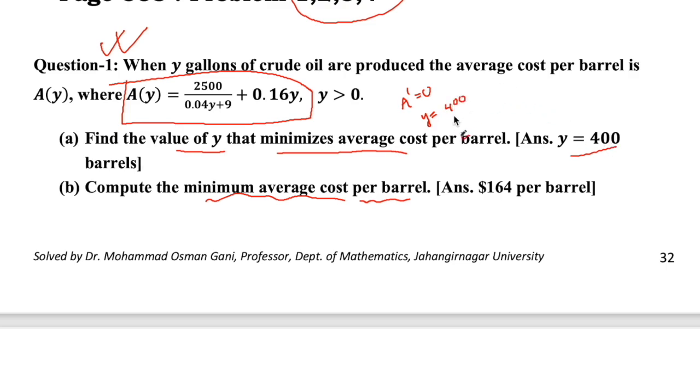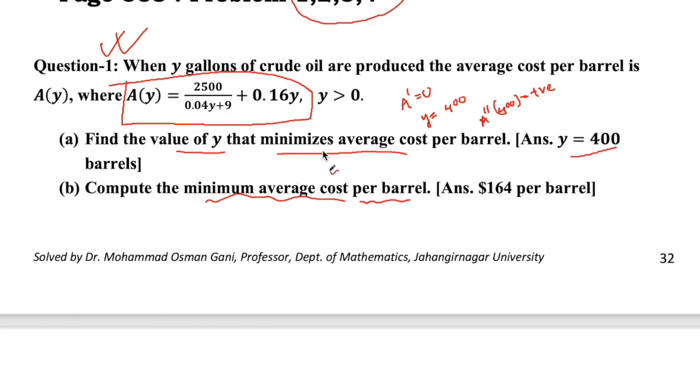This y will satisfy this. If you put it in the second derivative, it will be positive. A double prime at 400 will be positive. That's why we now confirm that the value of y equal to 400 minimizes the average cost per barrel. Now if you put 400 in the given equation, এই ইকুয়েশনে যদি তুমি 400 বসাও, you will get minimum average cost per barrel, that will be $164 per barrel. Do you understand?